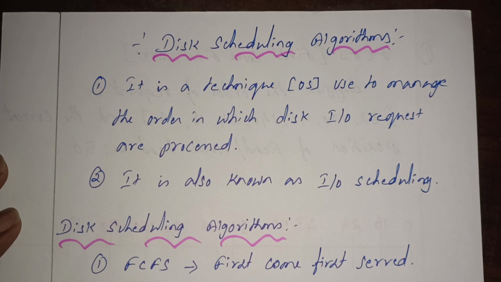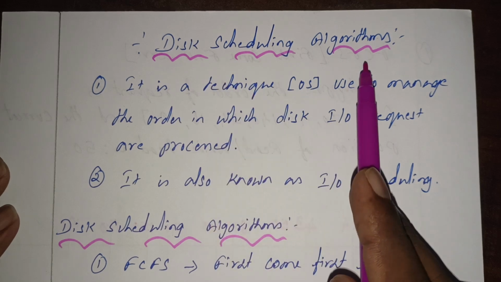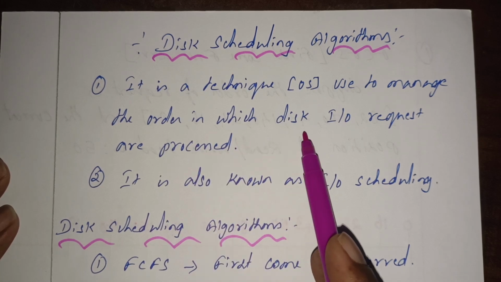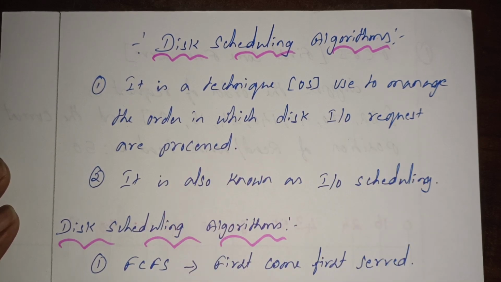Now I am going to explain all about what disk scheduling and its algorithms do in an operating system. Let's get into the topic directly. Basically, a disk scheduling algorithm is a technique in an operating system which is used to manage the order in which disk input and output requests are processed.